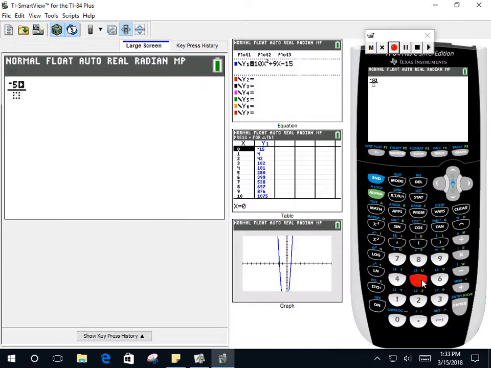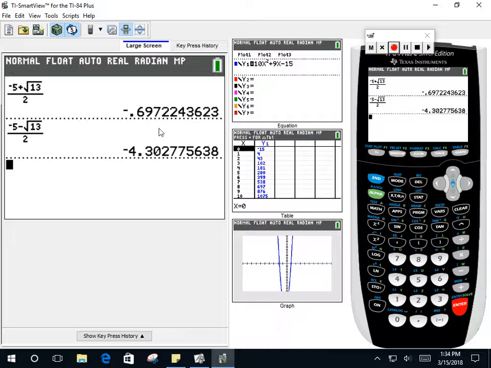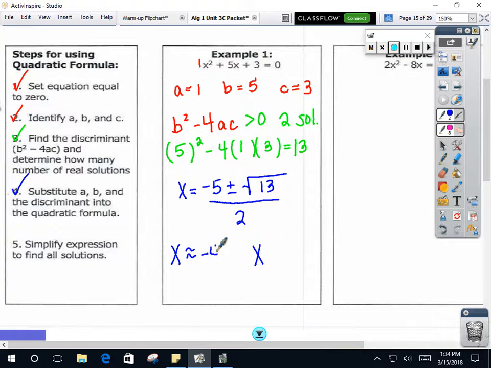Okay, so here we go. Negative 5 plus the square root of 13 and then over 2 is negative 0.697, so I'll just round that to negative 0.7. Now, since there was a plus or minus sign, now I'm going to type it in a second time, but instead of a plus, oh, and I forgot alpha y equals n over d first to set up for a fraction. So alpha y equals n over d. And now I'm going to do it again, but instead of a plus right here, I'm going to use the minus from the plus or minus sign. The square root of 13 over 2. So my solutions are negative 0.7 and negative 4.3. And they're approximations because I rounded.